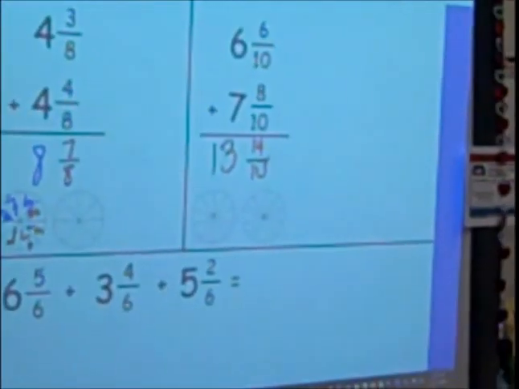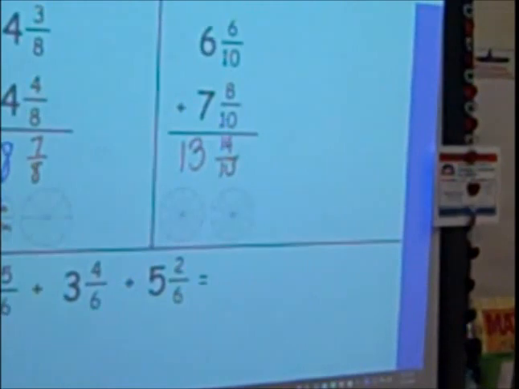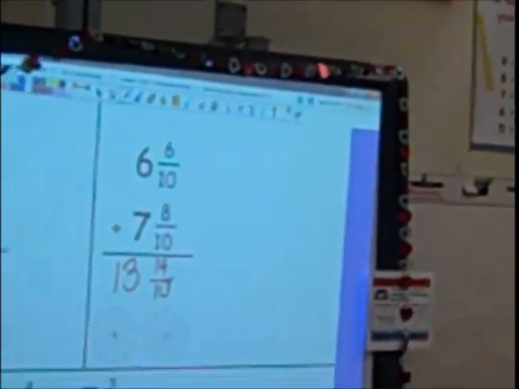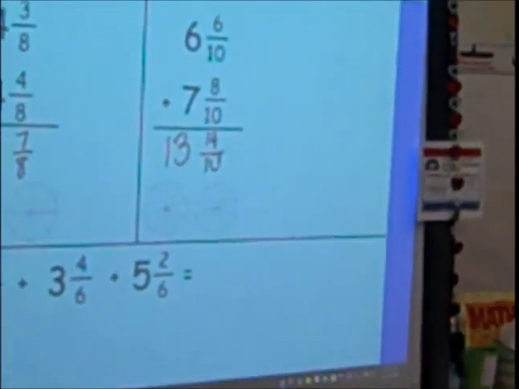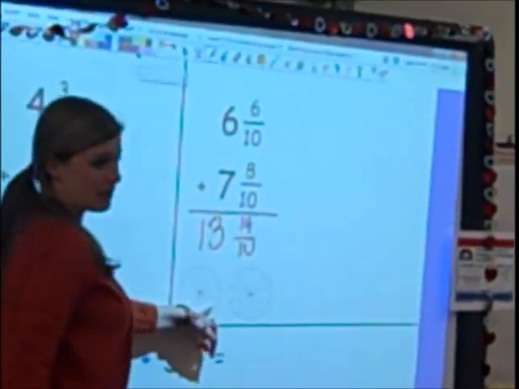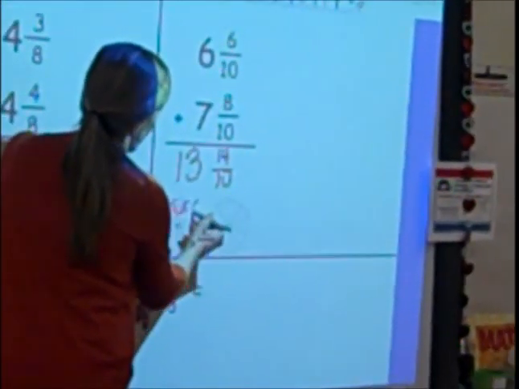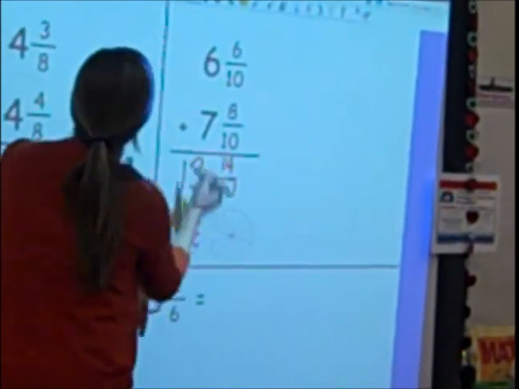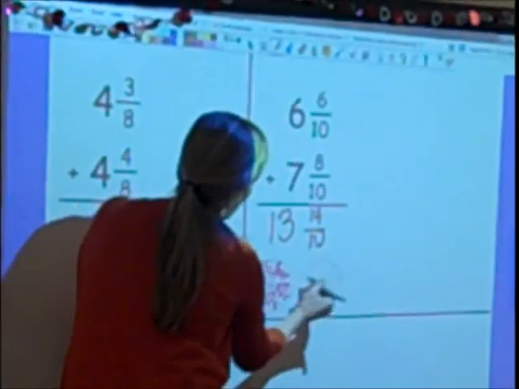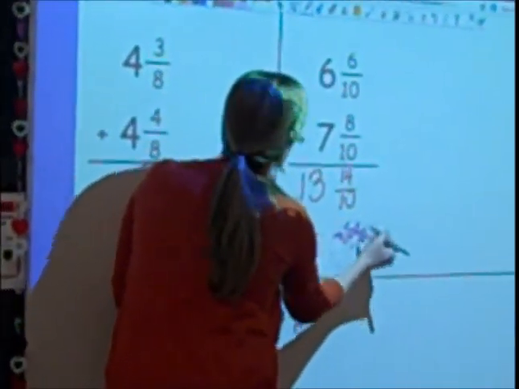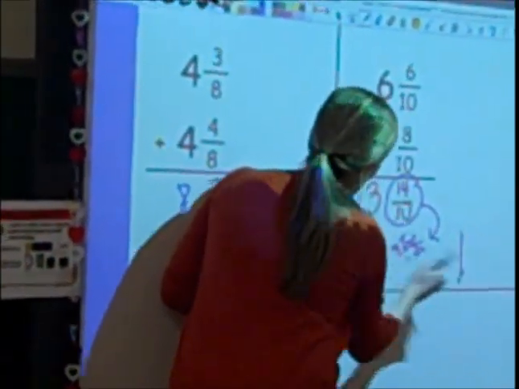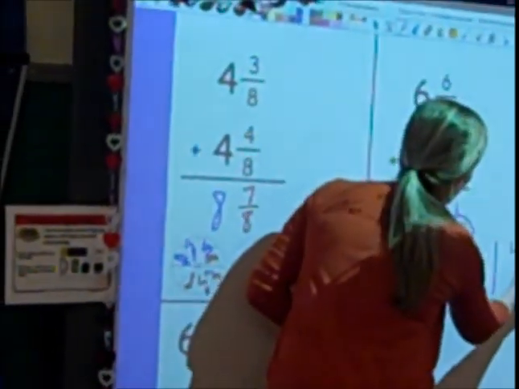Add the whole numbers. Can you leave your answer like that? No. So if you have 14/10 here, when we first teach them, we're going to have models. So they would say 6/10, 1, 2, 3, 4, 5, 6/10, plus 8/10, 1, 2, 3, 4, 5, 6, 7, 8. I know that 14/10 is really 1 whole and 4/10.